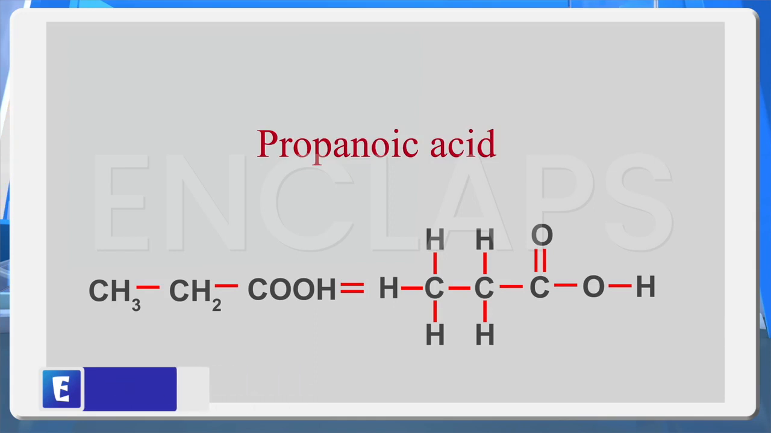One thing that should be taken care of here is that if the functional group contains a carbon atom, it should also be treated as part of the main chain of carbon atoms. Clear? For example, CH3, CH2, COOH. Including the carbon atom of the functional group, how many carbon atoms are here? 3 carbon atoms. So the corresponding alkane is propane. By replacing E with oic acid, we get propanoic acid.